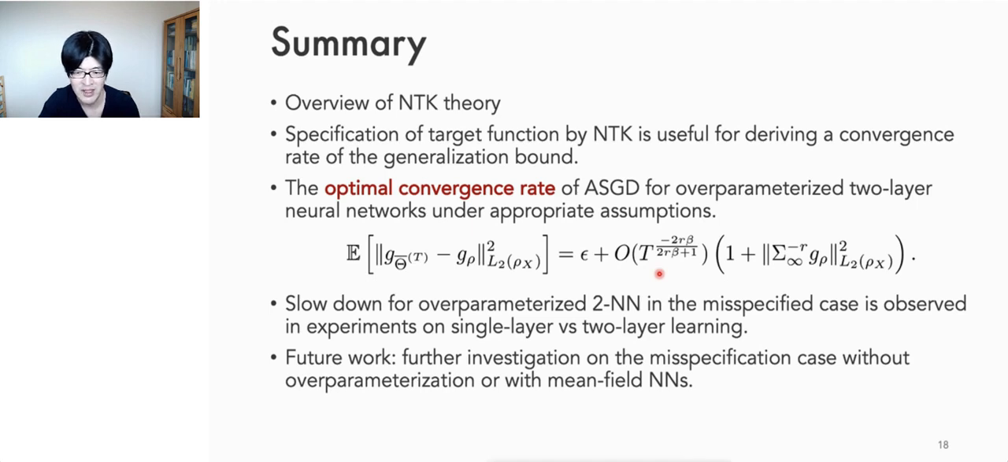So we guess this slowdown is because NTK should move in order to fit the target function, but it is almost fixed by overparameterization. So one interesting future direction is investigation into the misspecified case without overparameterization. So here I finish the presentation.